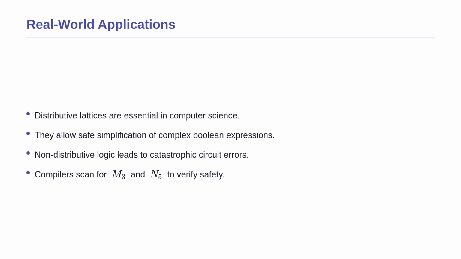You might wonder why this theorem matters in the real world. In computer science, logic design, and database theory, distributive lattices are essential because they allow us to simplify complex Boolean expressions safely. If a system's underlying logic forms a non-distributive lattice, applying standard simplification rules will lead to catastrophic errors, like a circuit outputting high voltage instead of low. This theorem gives software compilers a fast, visual way to verify if a logic system is safe to optimize.